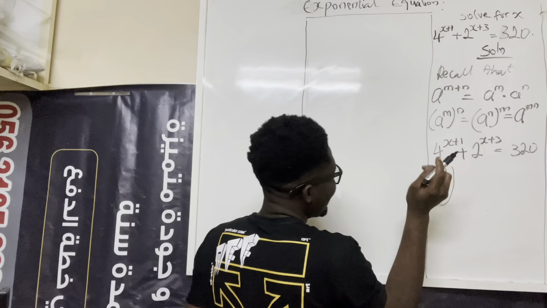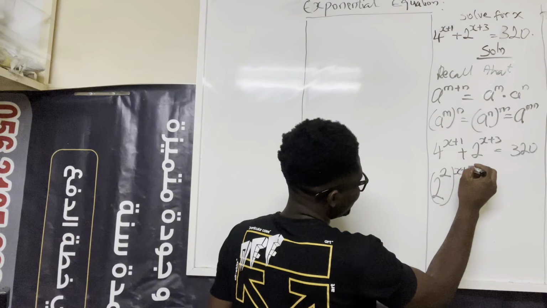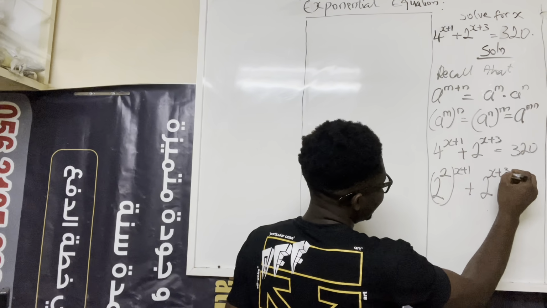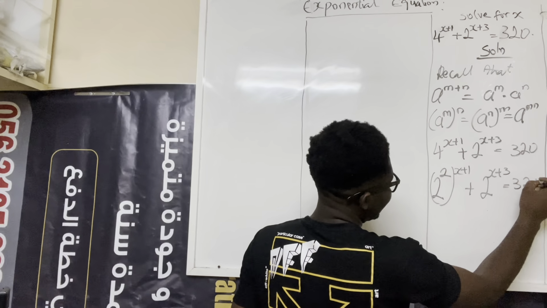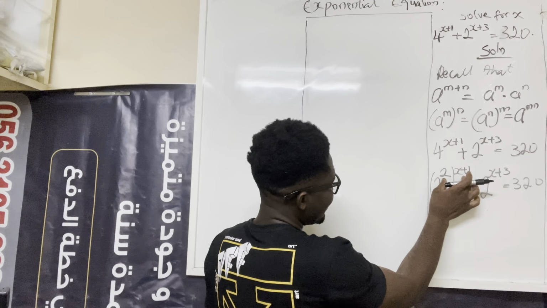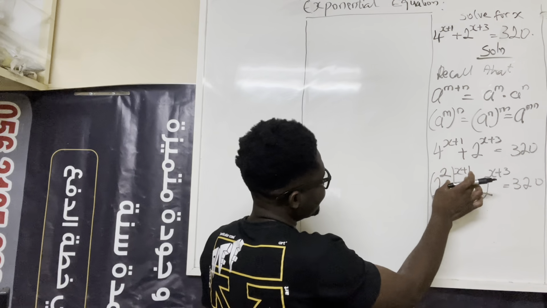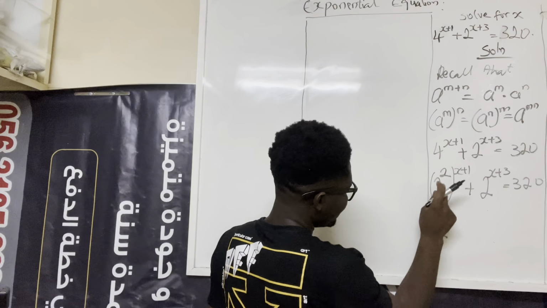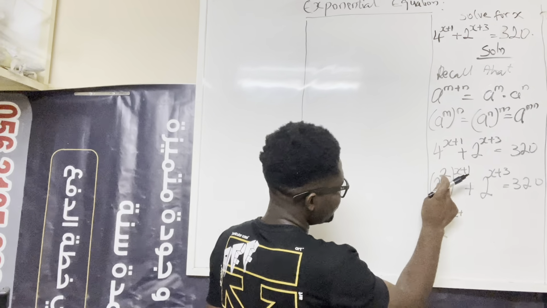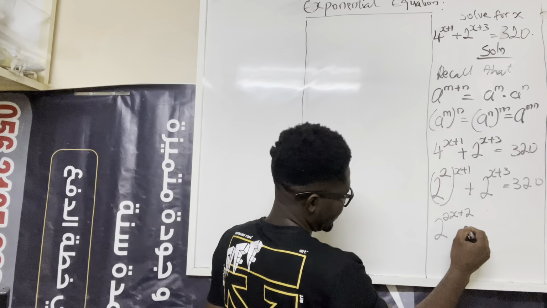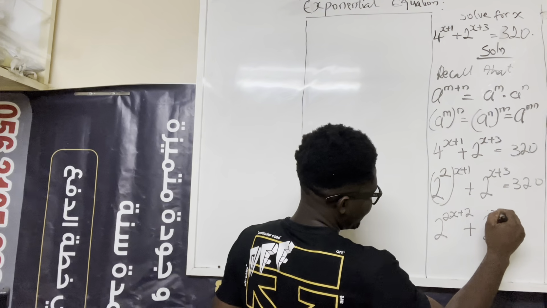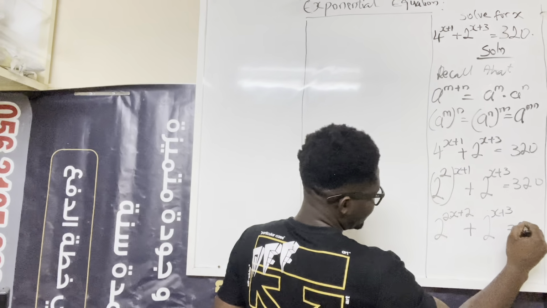And here I also have the power x plus 1, plus 2 raised to the power of x plus 3 equals 320. So you start multiplying, because now I have common powers. We have 2 raised to the power of 2 times x, which gives me 2x, plus this 2 multiplied by 1, I have 2. You bring down your plus sign.